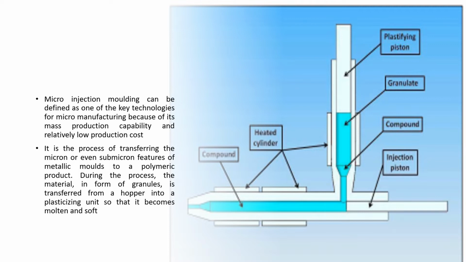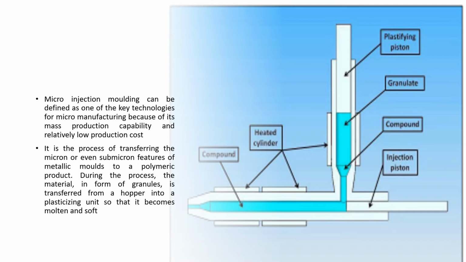Here is the image of how the micro injection molding works. Micro injection molding can be defined as one of the key technologies for micro manufacturing because of its mass production capability and relatively low production cost. It is the process of transferring the micron or even submicron features of a metallic mold to a polymeric product.